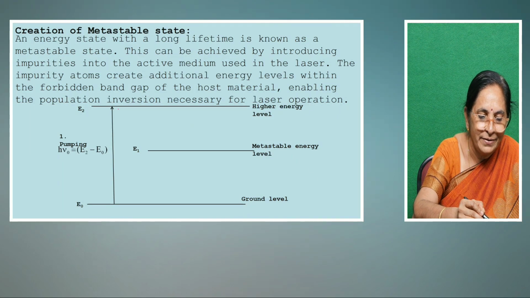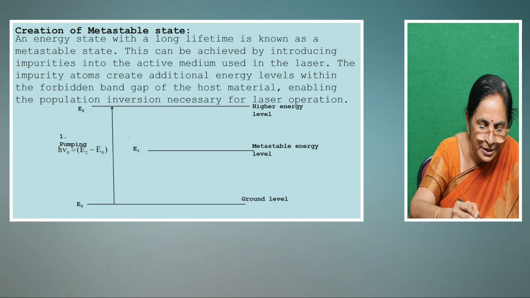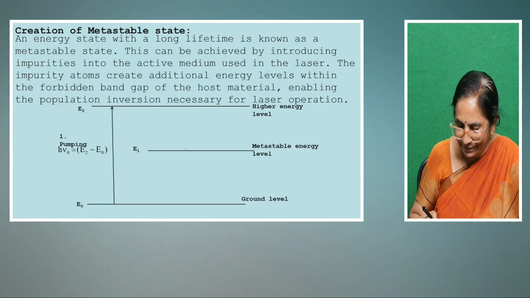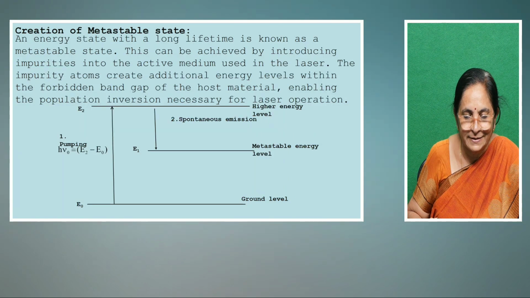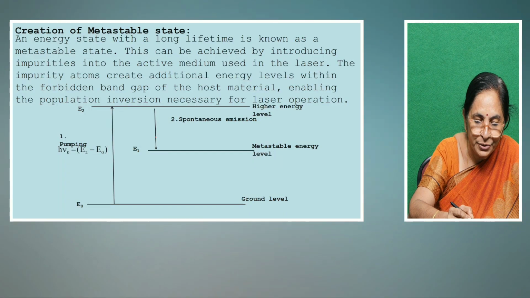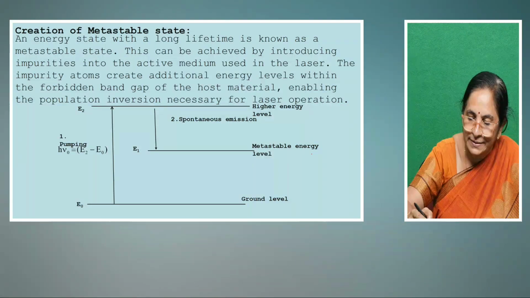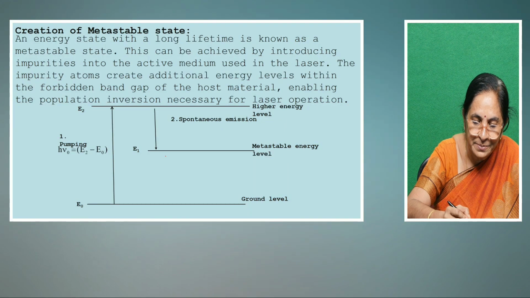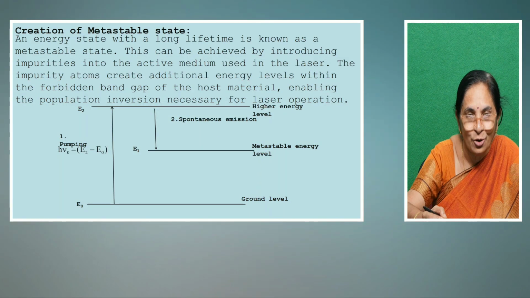In the higher energy level, the excited atoms, after some time, for example 10 power minus 8 seconds, return. Instead of coming to the ground level, they go to the metastable energy level. What happens? Let us now see. First, the excited atoms from the higher energy level jump to this state, which is called the metastable energy state, by spontaneous emission. In the metastable state, the atoms can stay a little longer.